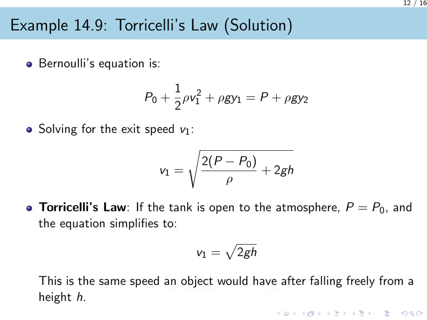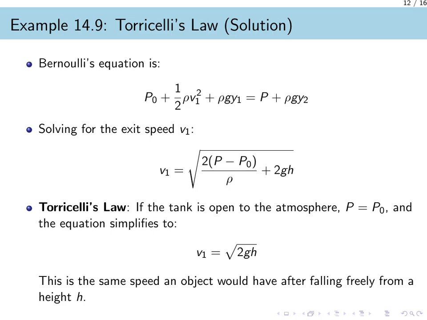Let us now apply Bernoulli's equation to solve for the speed of the liquid as it exits the hole. Equating the conditions at the hole, point 1, with the conditions at the liquid surface, point 2, gives us the expression shown. Remember, P0 is the atmospheric pressure at the exit, while P is the pressure of the air inside the tank above the liquid. When we algebraically rearrange this equation to solve for the exit speed, V1, we get a general result.